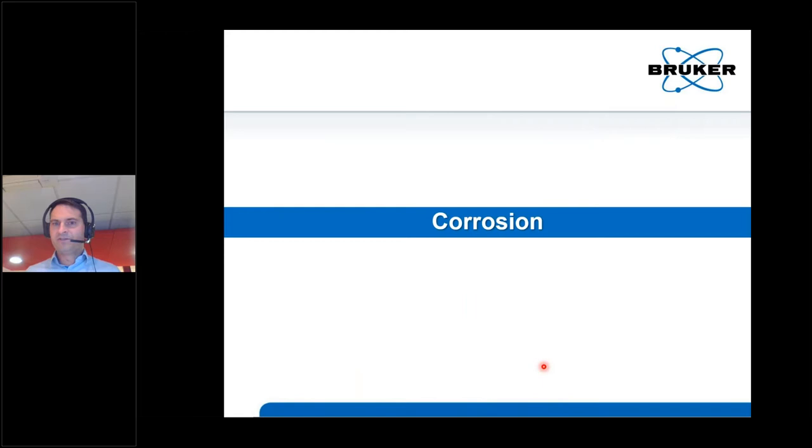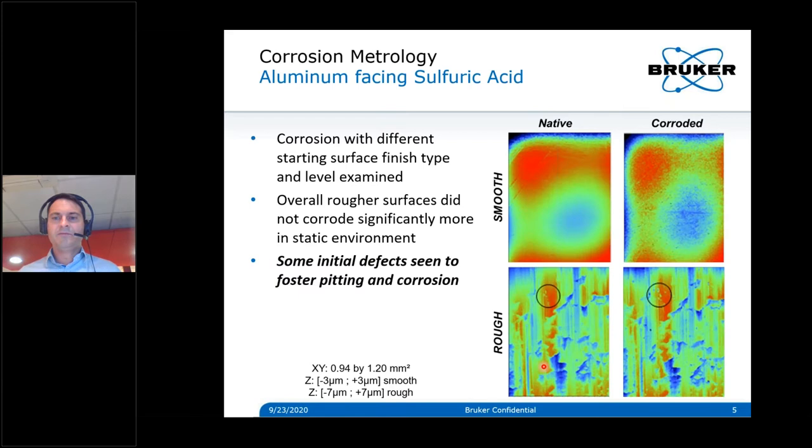So if we start with a very simple application, which is corrosions, what we can see is measuring topography is essential to understand where corrosion occurs. This is a case study where we try to find out whether the initial roughness of the aluminum substrate plays a role in the corrosion through some sulfuric acid. In that case, what you see is a smooth aluminum topography, while you get some kind of rougher surface, and all of them are plotted with the same lateral size as well as the same vertical scale, such that you can really compare the differences.